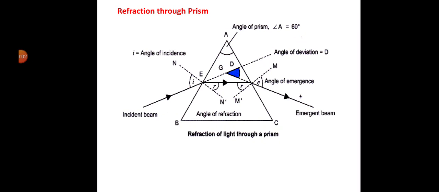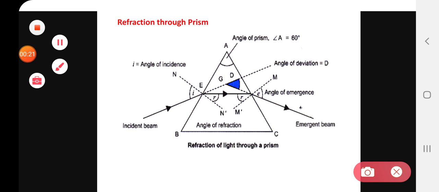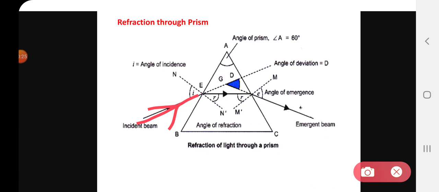Okay, now next is refraction through prism. You can see in this diagram, ABC is a prism. Then you can see here, this is an incident ray of light, which falls on the surface AB, which is the refracting surface, and at the point of incidence we have to draw a normal.